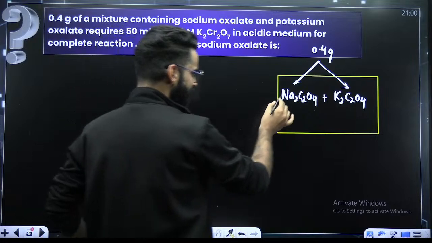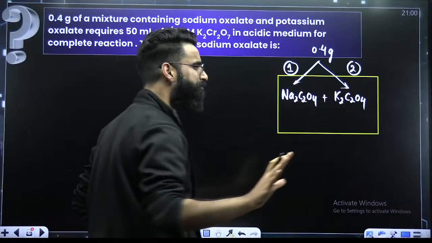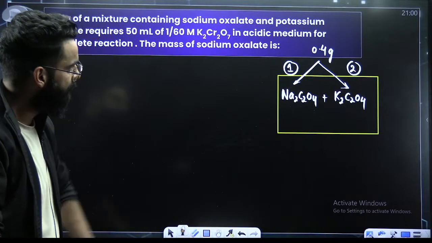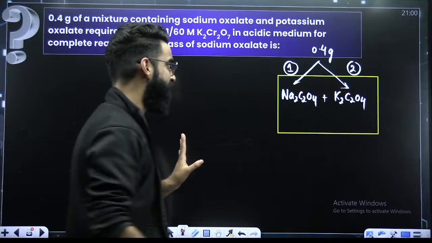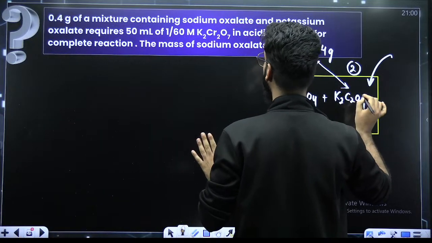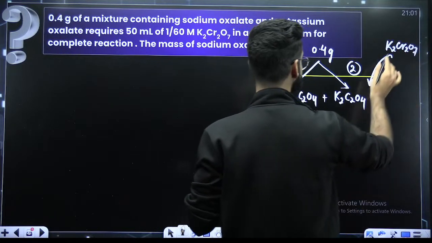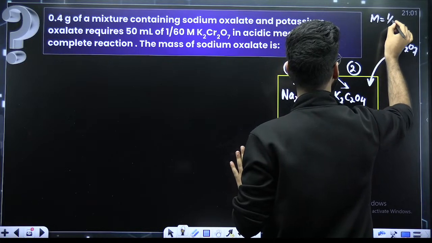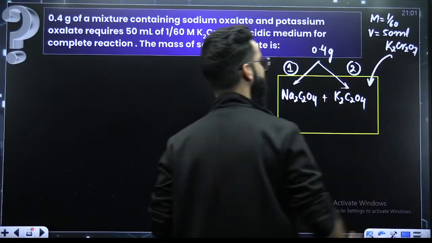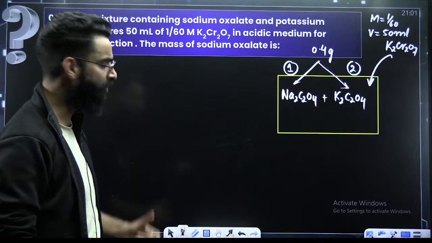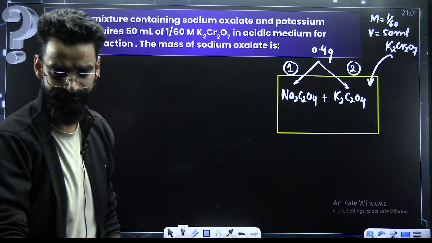Now, let me represent sodium oxalate by number 1 and potassium oxalate by number 2, just to make calculations a bit easy. So you've got 0.4 grams of a mixture containing sodium oxalate and potassium oxalate. Now, in this mixture, what are we adding? We are adding K2Cr2O7. As per the question, the molarity of K2Cr2O7 is 1 by 60 and the volume is 50 ml. What do we need to calculate? We need to calculate the mass of sodium oxalate and the mass of potassium oxalate in the mixture.